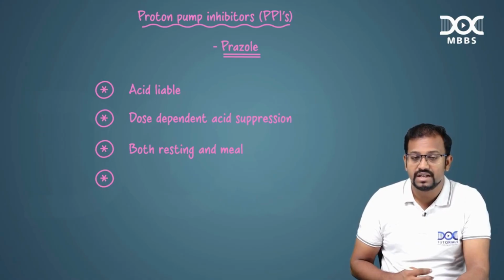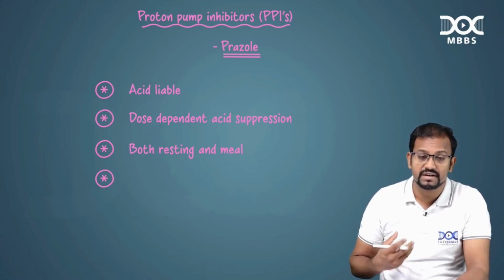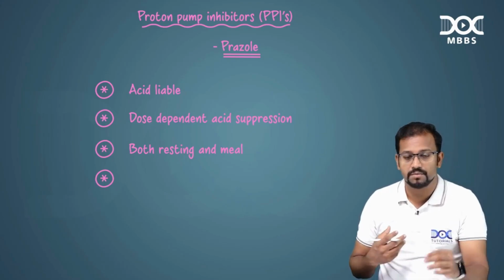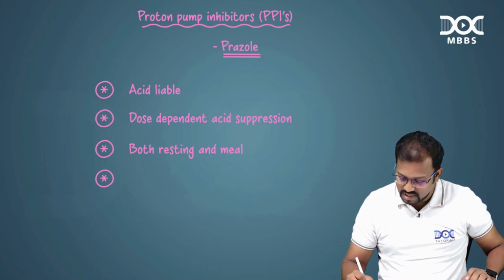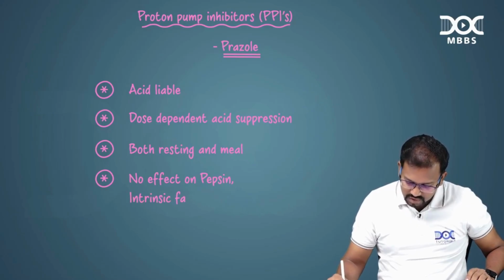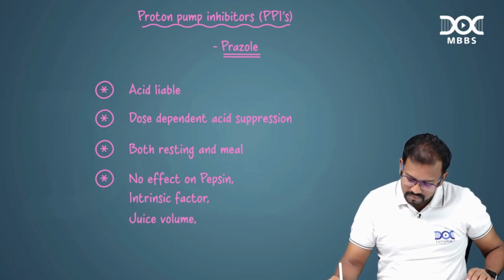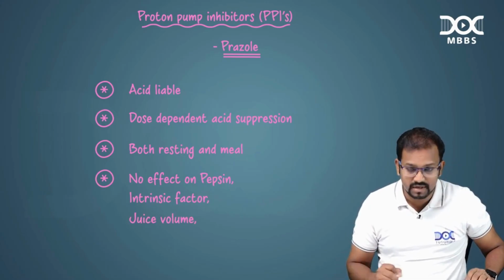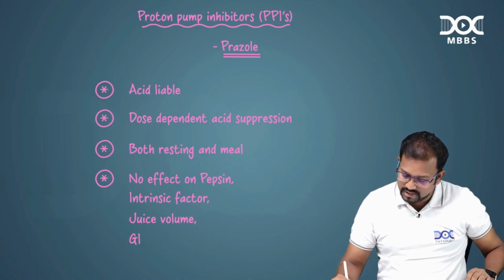Will it have any reflex increase in the pepsin levels, or reflex blockade in the intrinsic factor levels? There will be no effect. Pepsin levels will not be altered. There will be no effect on intrinsic factor or juice volume. The gastric juice volume will not be increased, nor the GI motility. Nothing is going to be altered with these drugs.